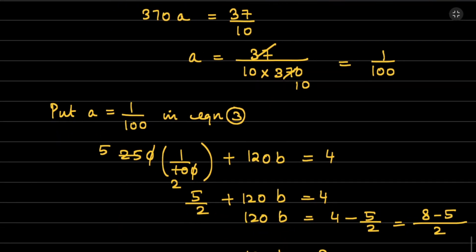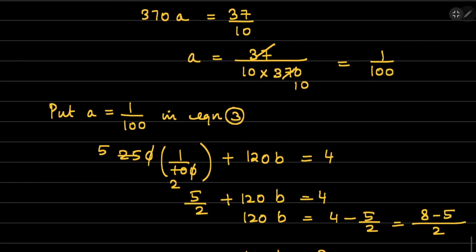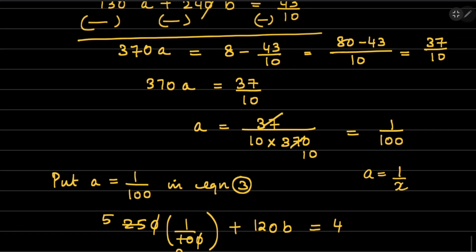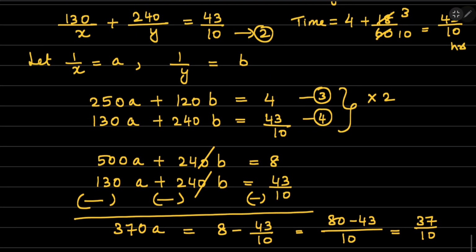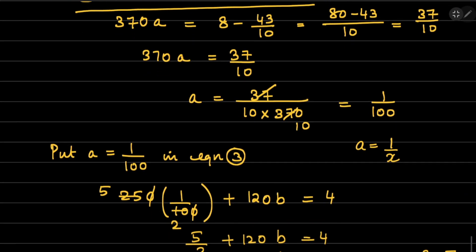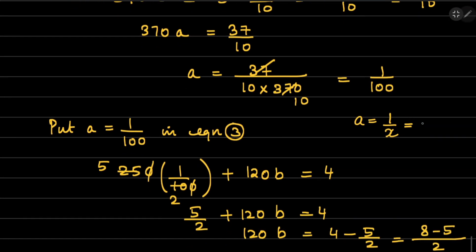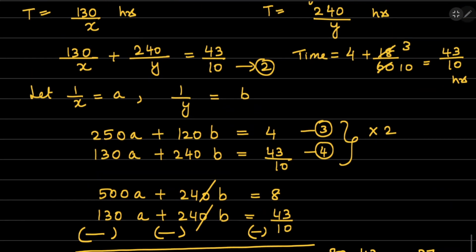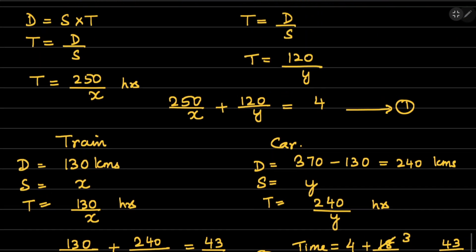Correct. So what is A here? So I can write, therefore, see, A is equal to 1 by x. That's what we took, isn't it? A is nothing but 1 by x. B is nothing but 1 by y. So, therefore, A is equal to 1 by x is equal to 1 by 100. Therefore, x is equal to 100. So, this is the speed of what? It's the speed of the train.